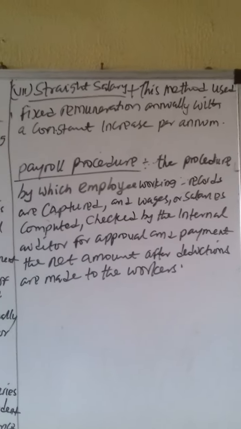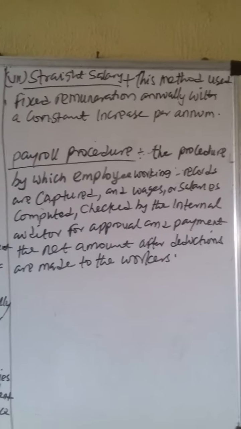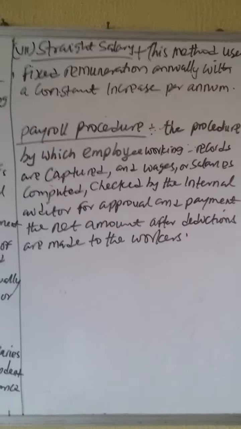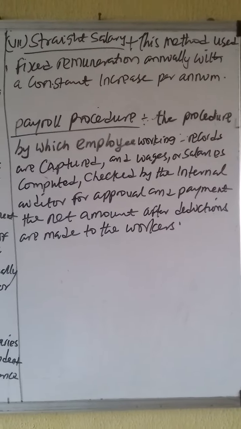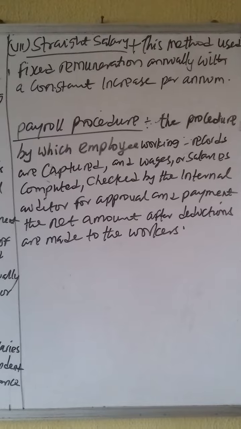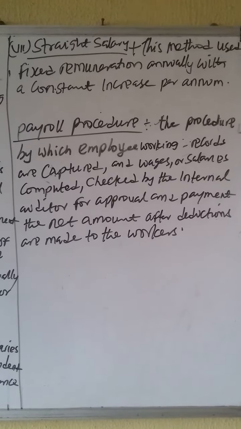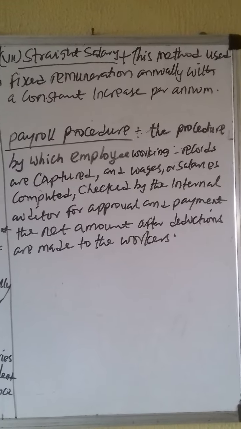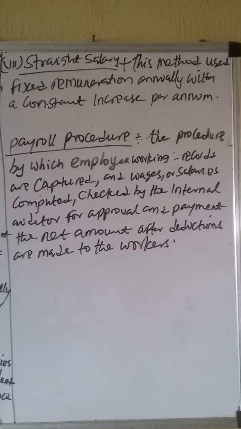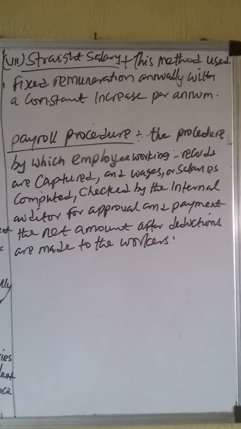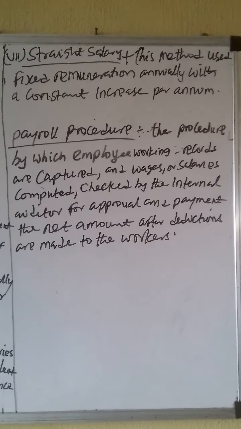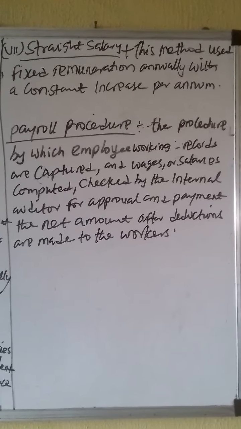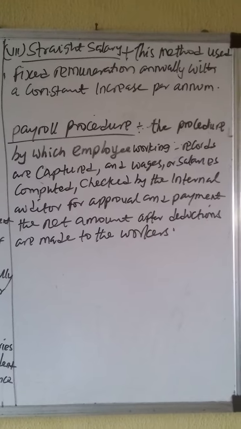We're looking at straight salary, which is what most skilled workers are paid. This is a method where fixed remuneration is paid annually, with a constant increase per annum, sometimes 10%, sometimes 5%, sometimes 20%, sometimes 100%, depending on the value or the quality of staff.